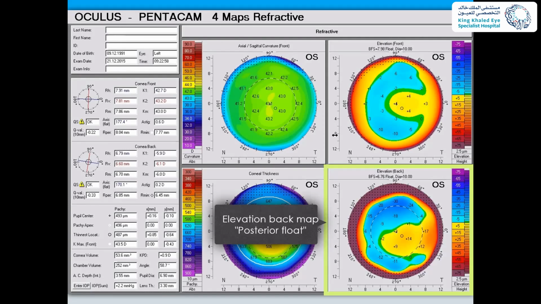So topometric data is basically quantifying how bad the surface of the cornea is, how irregular the cornea is. It does not tell you how much improvement you will get, but it tells you that this patient will benefit and this patient will not benefit. You got my point?